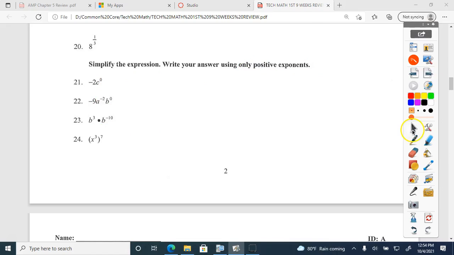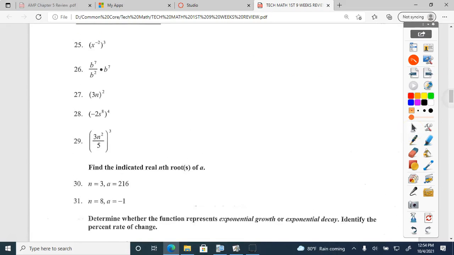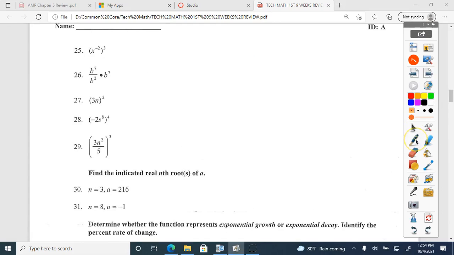25, halfway done. More of the same. Another power to another power. So what do we do with the exponents? We just did it. Multiply once again. That'll be x to the negative 6. Can I leave that like that? No. Move it down. 1 over x to the 6th. Okay?